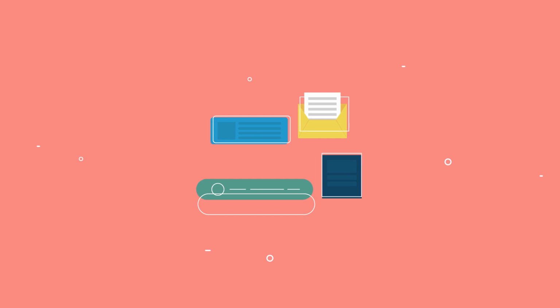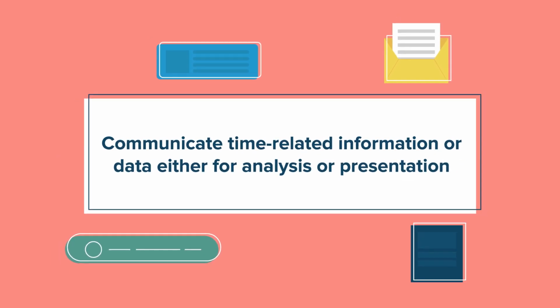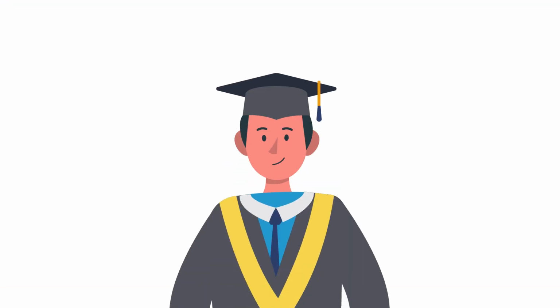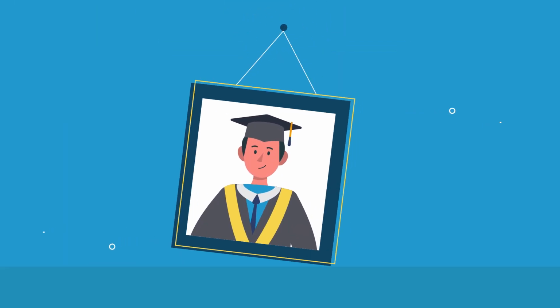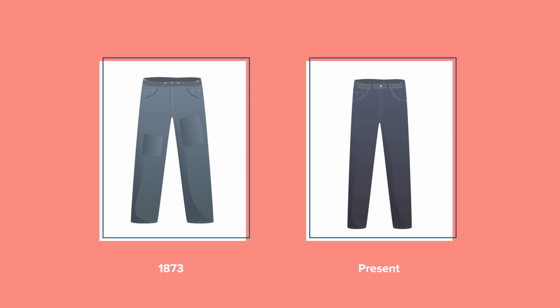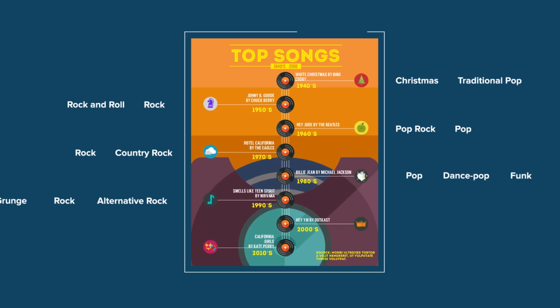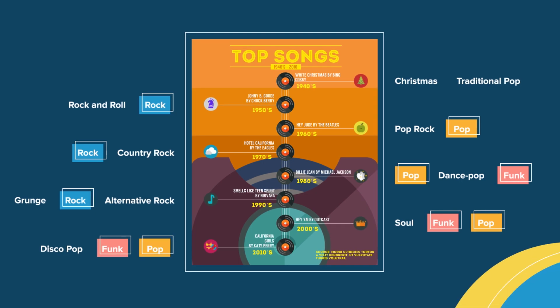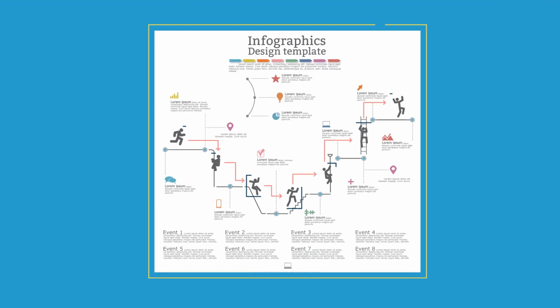The primary function of timelines and infographics is to communicate time-related information or data, either for analysis or presentation. It allows you to tell a story chronologically, from sharing how you got to where you are right now in your career, to the evolution of Levi's denim jeans. In addition, timelines in your infographic allow your reader to notice patterns appearing over specific periods, or how events take place during a selected time frame.